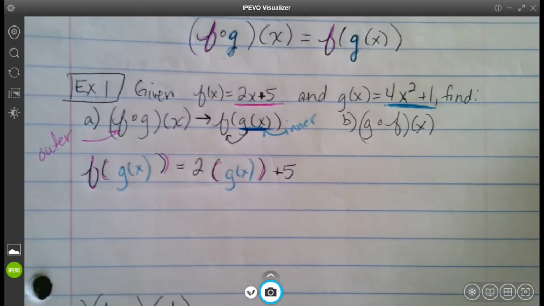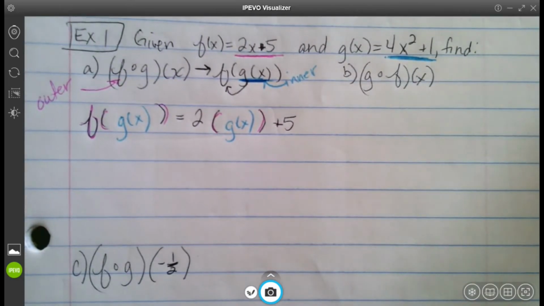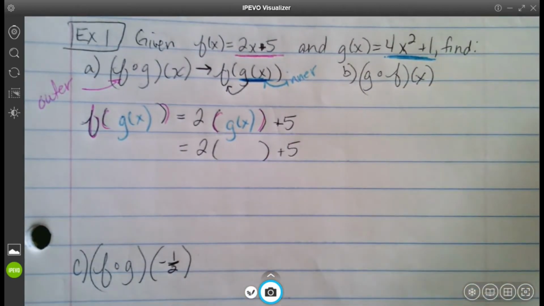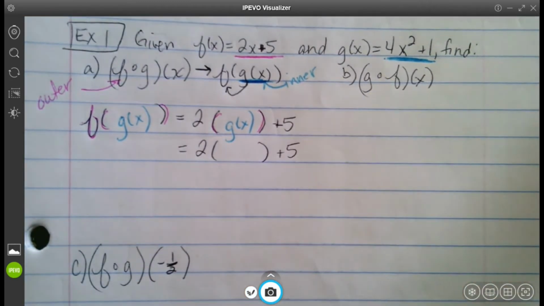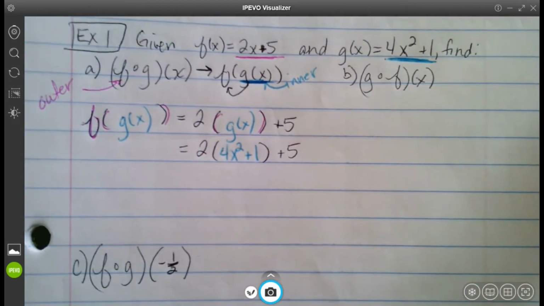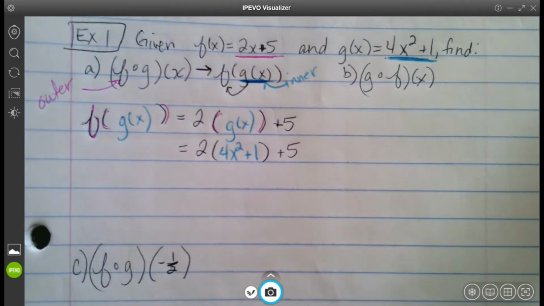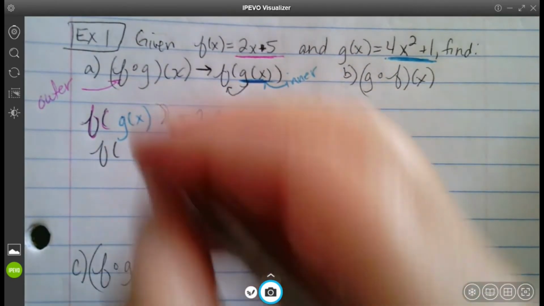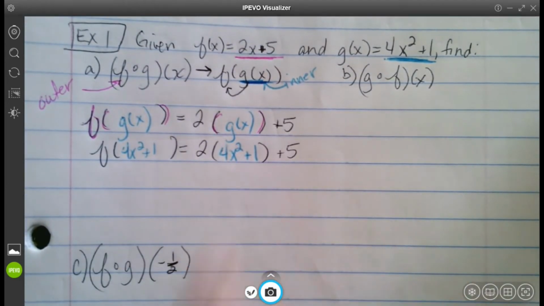And right now I am going through all the steps, so you can skip a few steps here if you get it. And this is going to be equal to 2 parentheses plus 5, and now we're going to plug in what g of x is actually equal to, which in this case is this over here, 4x squared plus 1. So 4x squared plus 1. Okay. For this side, we can recopy it. That's fine. But again, I'm just kind of doing all the steps here to show you where everything's coming from. So we plug in 4x squared plus 1. It looks like this.